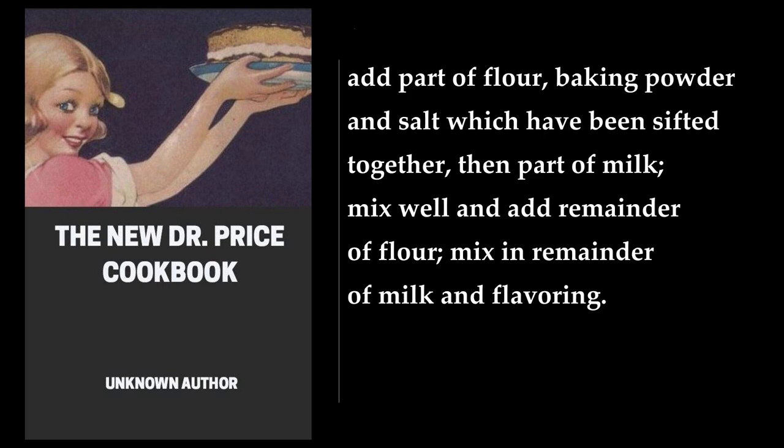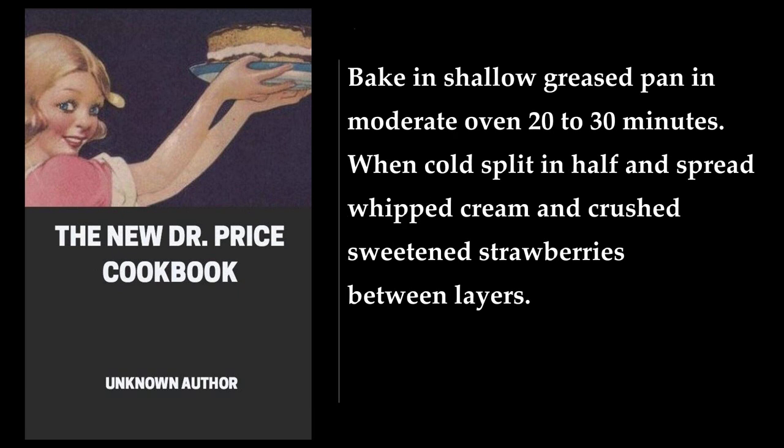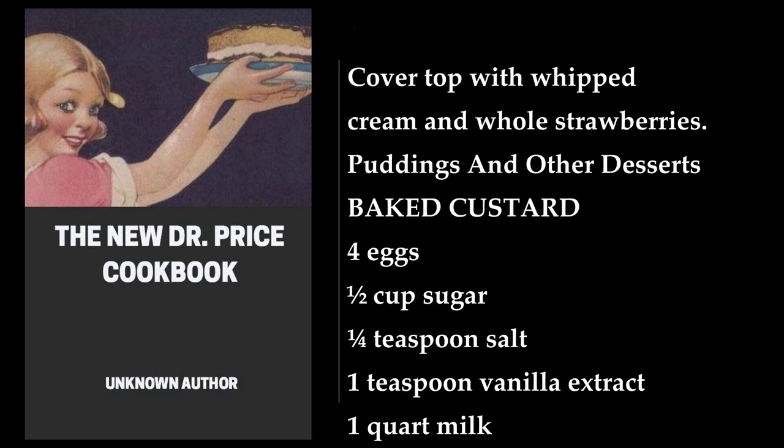Add part of flour, baking powder and salt which have been sifted together, then part of milk, mix well and add remainder of flour, mix in remainder of milk and flavoring. Bake in shallow greased pan in moderate oven 20 to 30 minutes. When cold, split in half and spread whipped cream and crushed sweetened strawberries between layers. Cover top with whipped cream and whole strawberries.